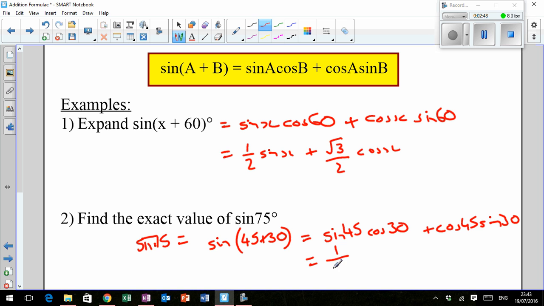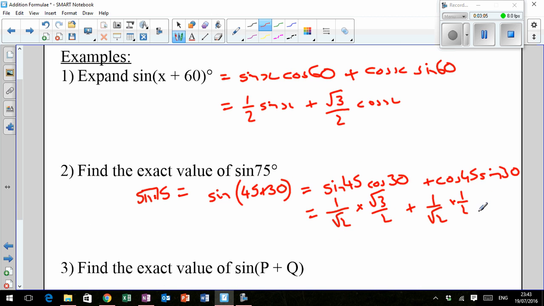Sine 45 is 1 over root 2, cos 30 is root 3 over 2, plus cos 45, which is also 1 over root 2, and sine 30, which is a half. And then if we just simplify that, that's going to be root 3 over 2 root 2, add 1 over 2 root 2, which is just going to be root 3 plus 1 over 2 root 2.